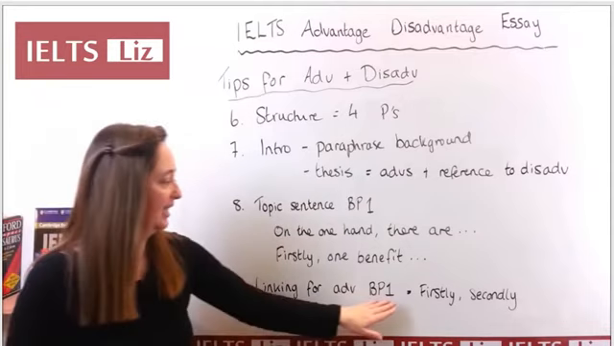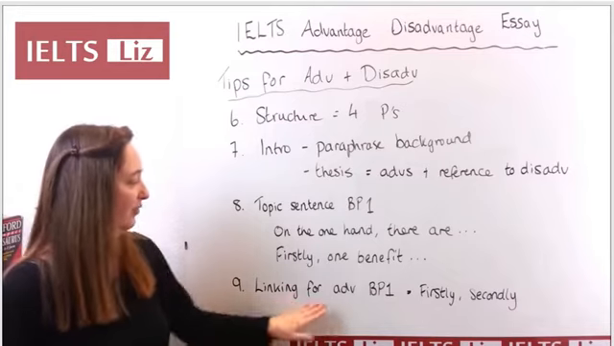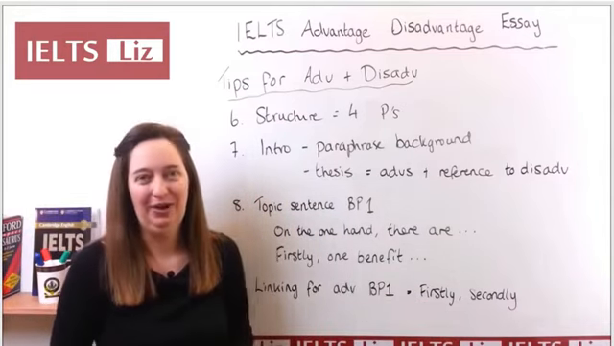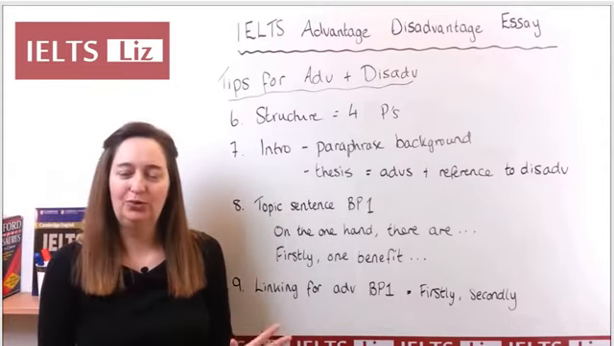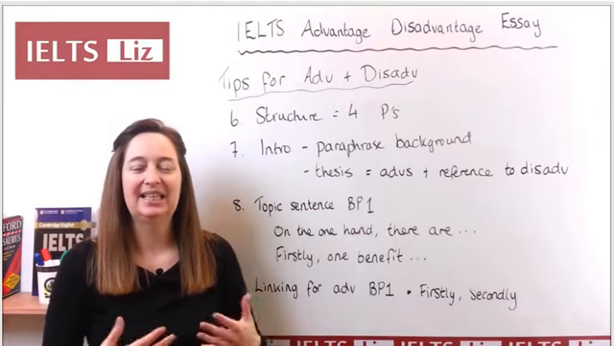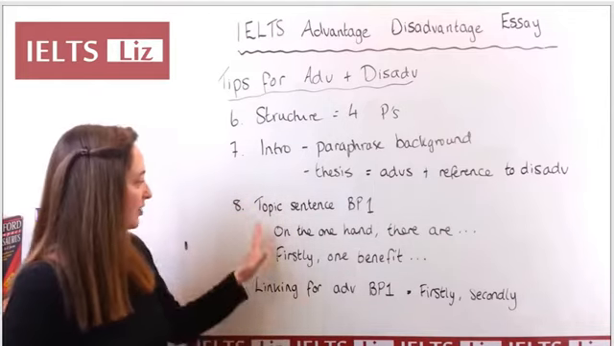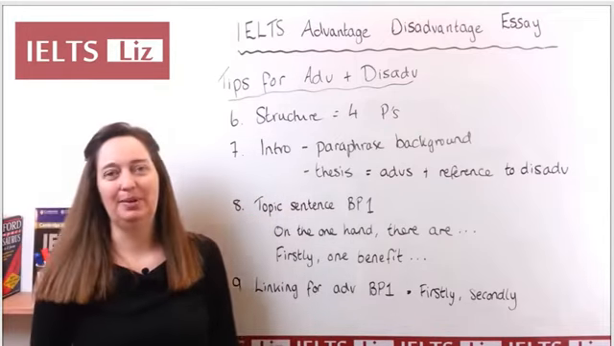Looking further at body paragraph number 1, this is the advantages. Your linking for the advantages will be firstly and secondly. Thirdly, if you have 3. Try to stick with this. It's not a rule for IELTS, but this is the academic way and the best way to write your IELTS essay. So learn it and use it. Now let's have a look at tip number 10.